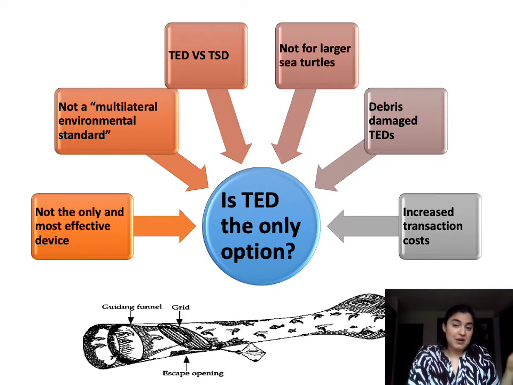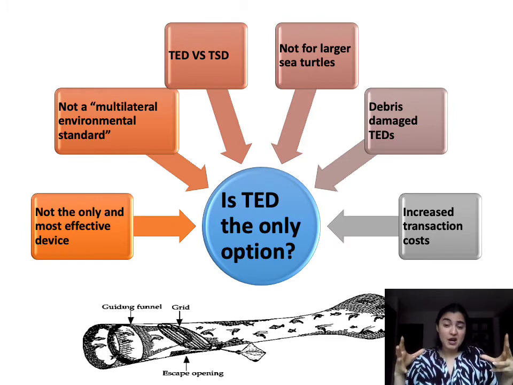And there were countries that said that even TED is not suitable for larger sea turtles, because the fish eye that TED has is quite small. So it only allows smaller and medium species of sea turtles to escape. But if you have huge loggerhead sea turtles, they will not be able to escape the net through the fish eye, and therefore it doesn't really work for these larger species.